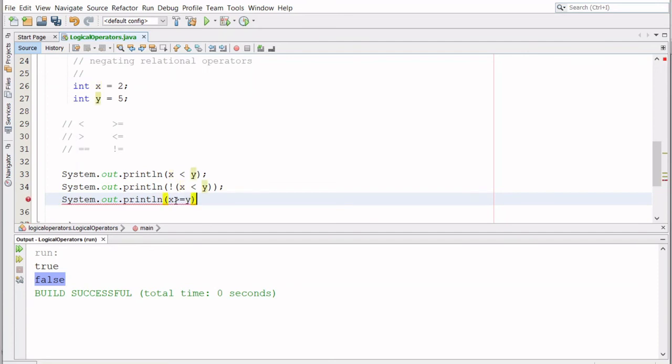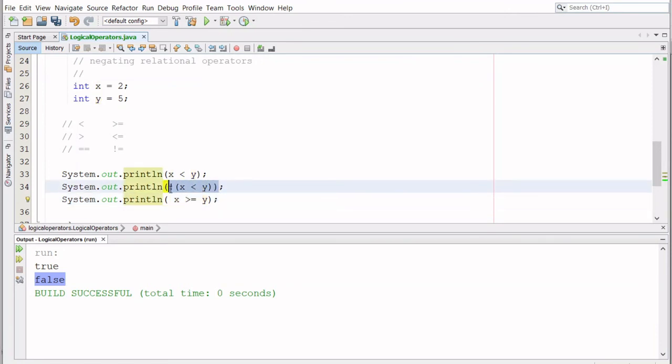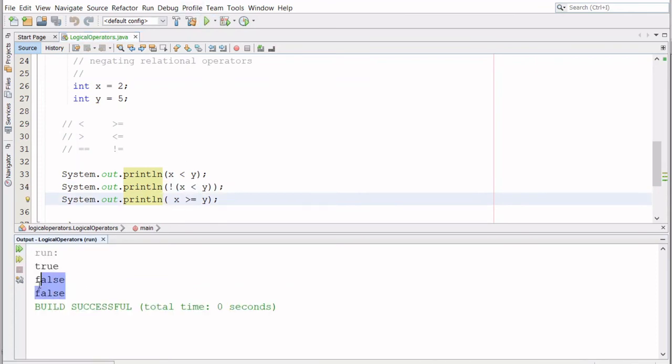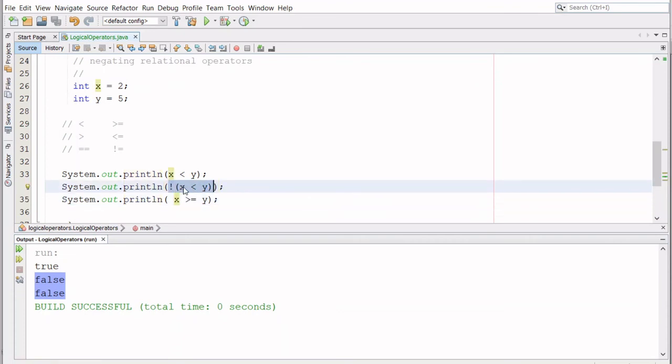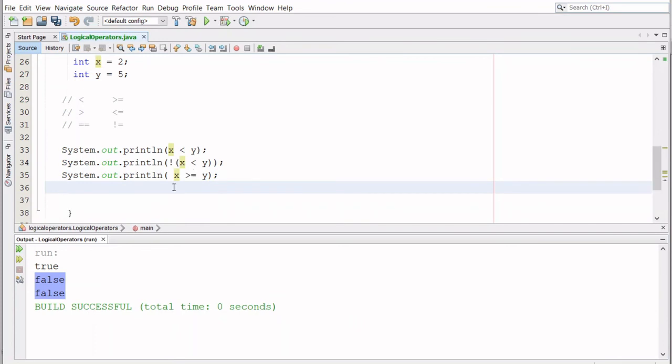So when running this, it should give me the same outcome. This expression should give me the same outcome as this expression, and that should be a false as well. So we got 2 falses here. And that is because the inverse of an expression that has a relational operator should have the opposite relational operator in it.